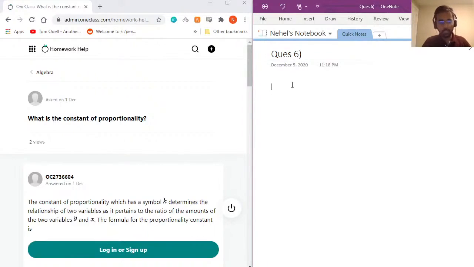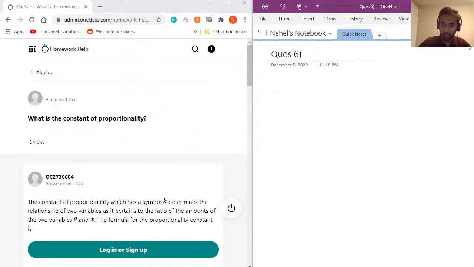Question number 6. What is the constant of proportionality? So two things are said to be proportional when one term increases, the other term increases as well, or when one term decreases, the other term decreases as well.